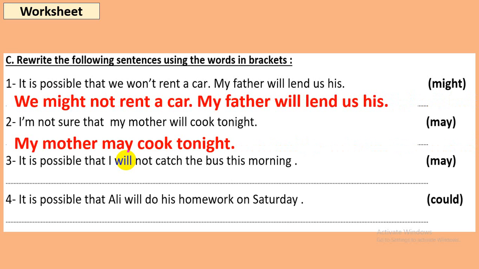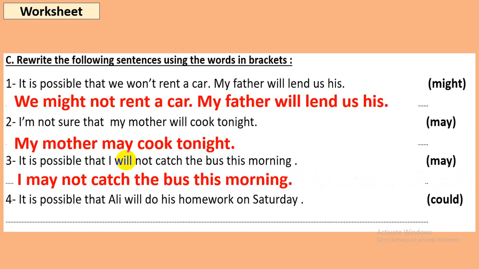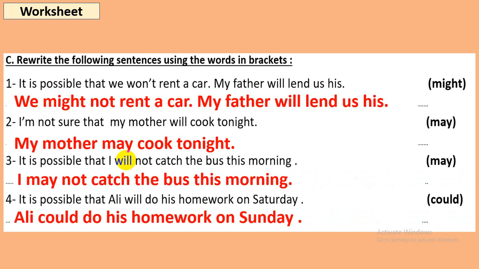And what about number three? How did you answer this one? It's possible that I will not catch the bus this morning. I may not catch the bus this morning. Could, here I'm going to use could. It's possible, drop possible. So the answer will be, Ali could do his homework on Sunday.